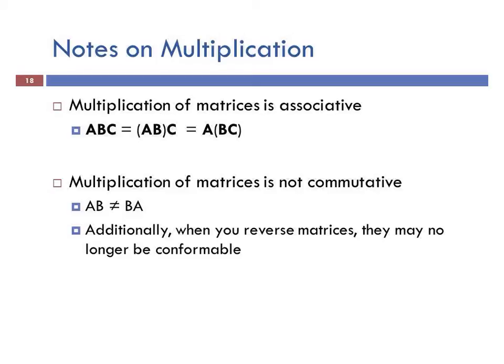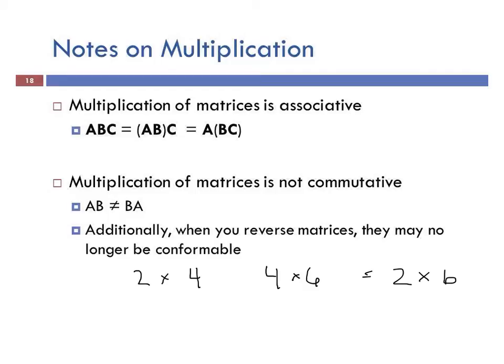However, it is not commutative. That means multiplying A times B is not the same thing as multiplying B times A. And the reason that could also be a big issue is that when you reverse the matrices to B times A, they might no longer be conformable. So if matrix A was a 2 by 4 and matrix B was a 4 by 6, if I multiplied that, that would result in a 2 by 6 matrix.